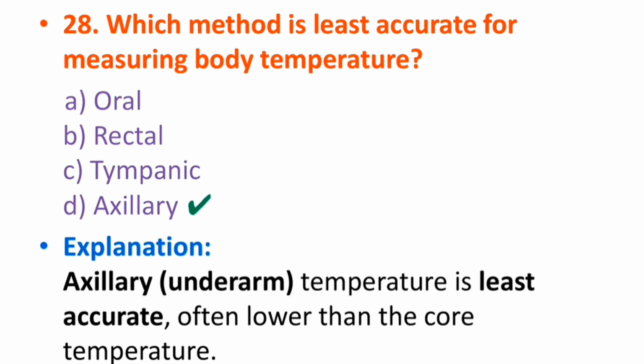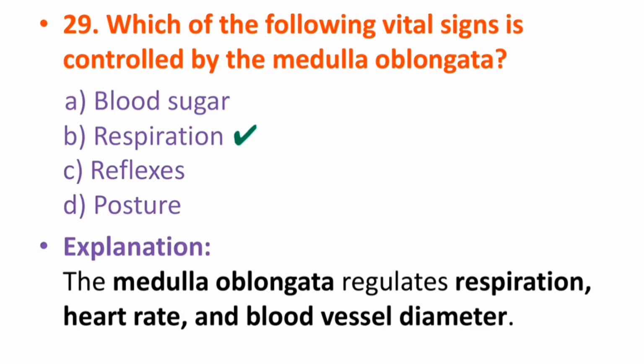Which method is least accurate for measuring body temperature? Option A oral, option B rectal, option C tympanic, option D axillary. The correct answer is option D axillary. Axillary underarm temperature is least accurate, often lower than the core temperature.